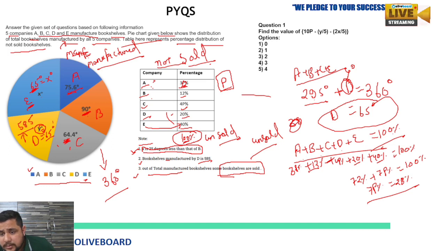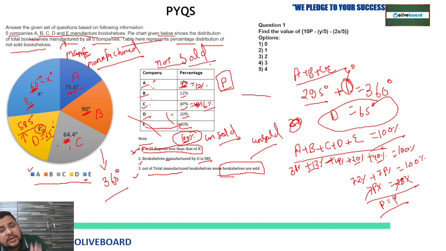So percent to percent cancel. Now we can easily determine the value of P. 7 fours are 28, so P is equal to 4. Now we know the value of P is 4. So this A is what? 3p% means 3 fours are 12%. Now this C is 4p%, 4 multiplied by 4 means 16%, because the value of P is 4. So we have calculated this also now.